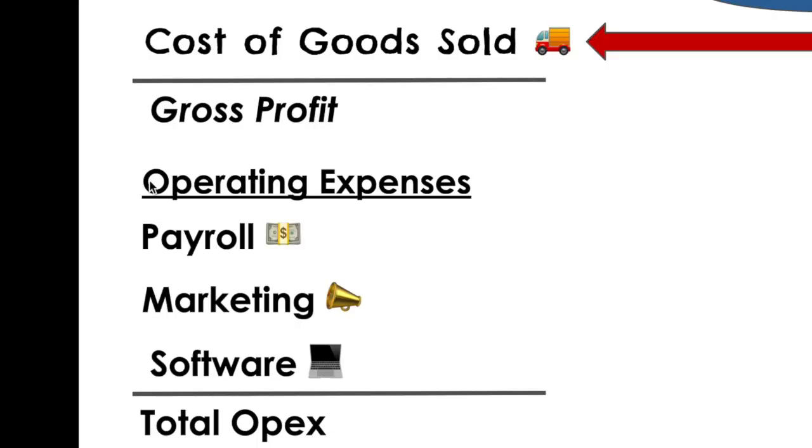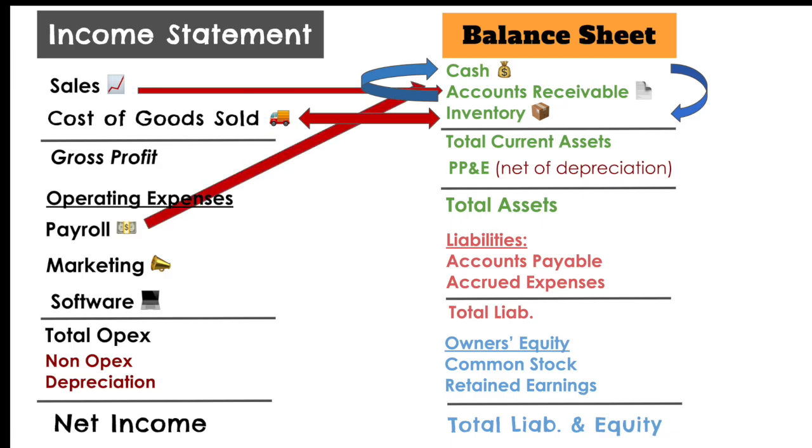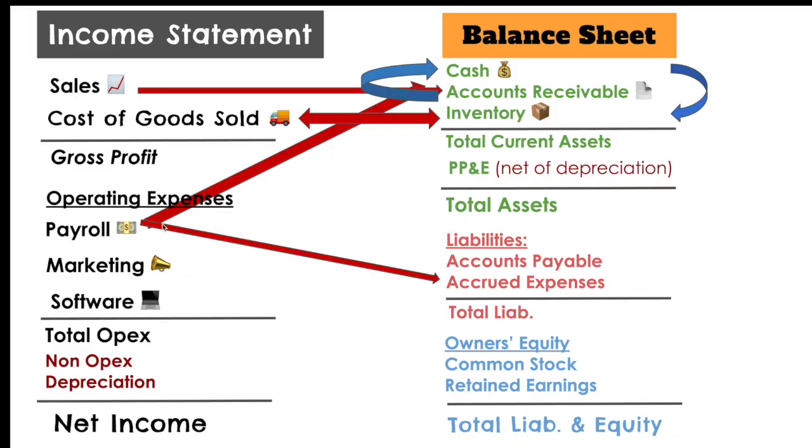All right, after gross profit, we get operating expenses, and the three major buckets here we have payroll, marketing, and software. With payroll, most of the time it's going to be a relationship between the payroll account and the cash account. As you pay your employees, you hit the cash account. You may have some cases where you hit the accrued expenses liability account, when, for example, you are paying your employees every 2 weeks, and then you have maybe 3 or 4 days at the end of the month that you have to accrue for as an accrued liability. So the payroll expense account will be affecting cash on the balance sheet and accrued expenses in some cases.